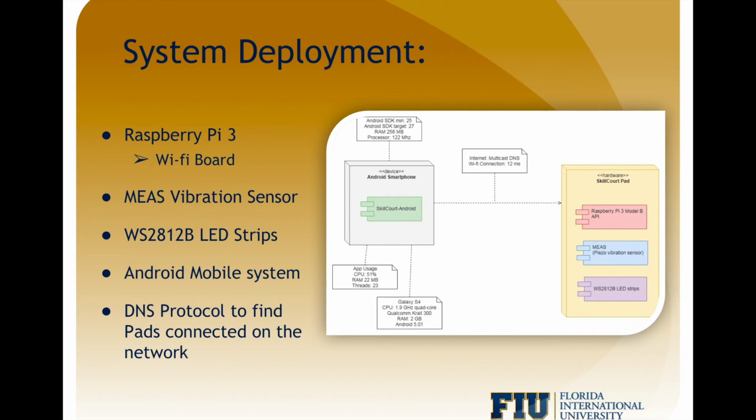Here's our system deployment diagram. We have SkillCourt running on an Android device that has a hotspot available, and we have the pads that will also be connected to the same hotspot as the Android device. The pads consist of a Raspberry Pi and LED strips.